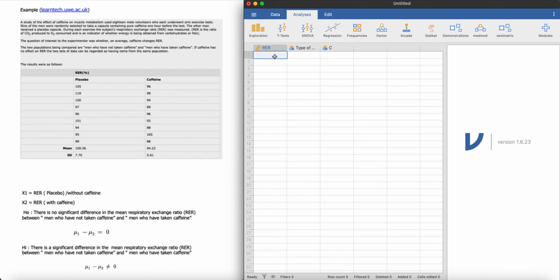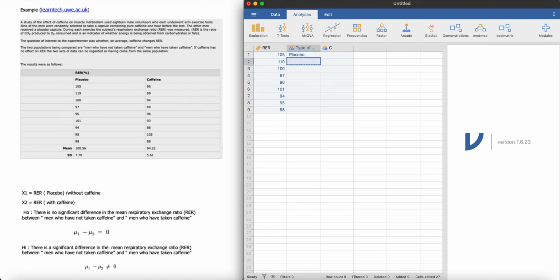So this will be respondent one, respondent two, respondent three, and so on. We will say that respondents 1 to 9 will be all of those respondents who have taken the placebo, and 10 to 18 will be those who have taken the caffeine. So let's have it: 105, 119, 100, 97, 96, 101, 94, 95, 98. Okay, so all of these will be placebo. Let's name that as placebo.